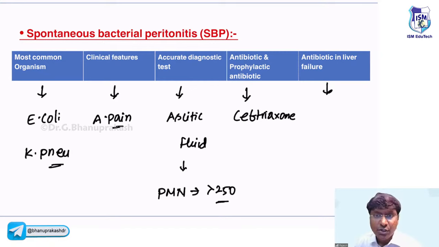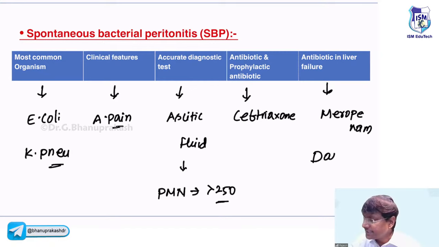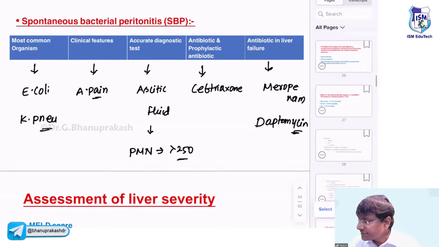The antibiotic of choice in case of liver failure will be meropenem, or you need to give daptomycin. Okay, so that is the antibiotic that you need to give whenever the individual is having liver cell failure in case of SBP.